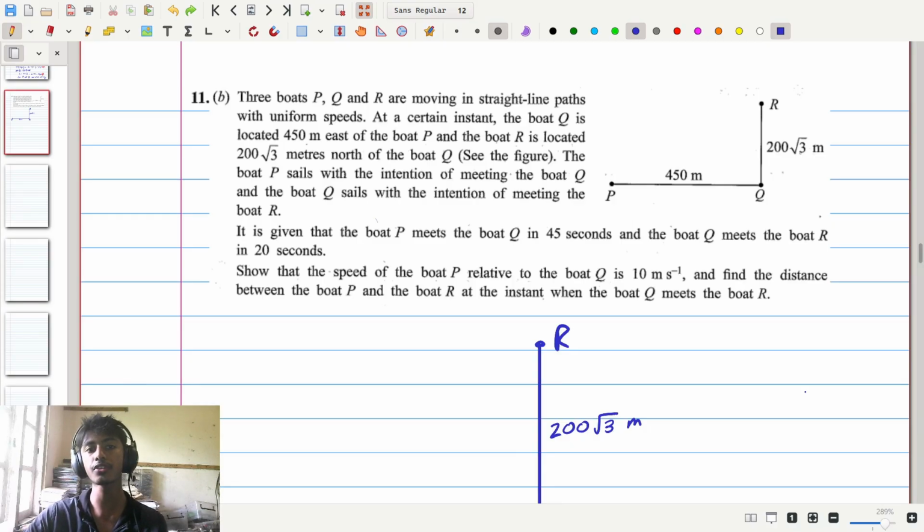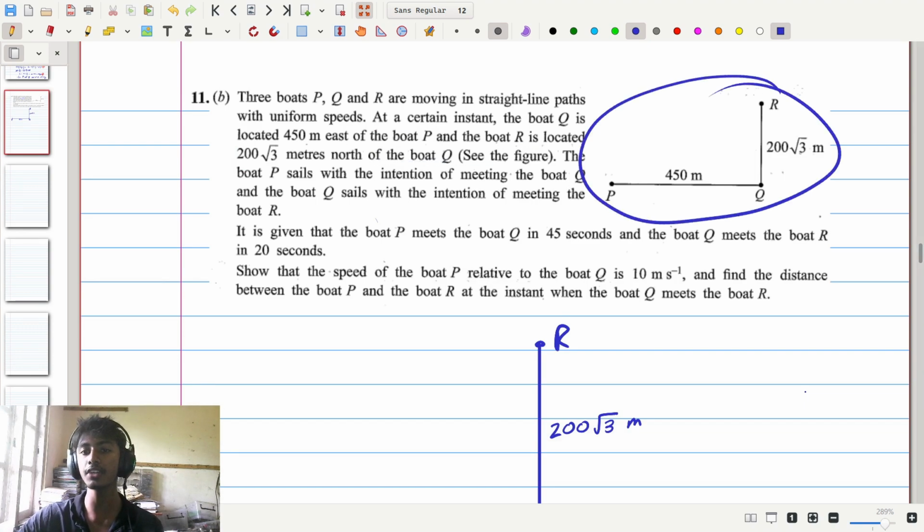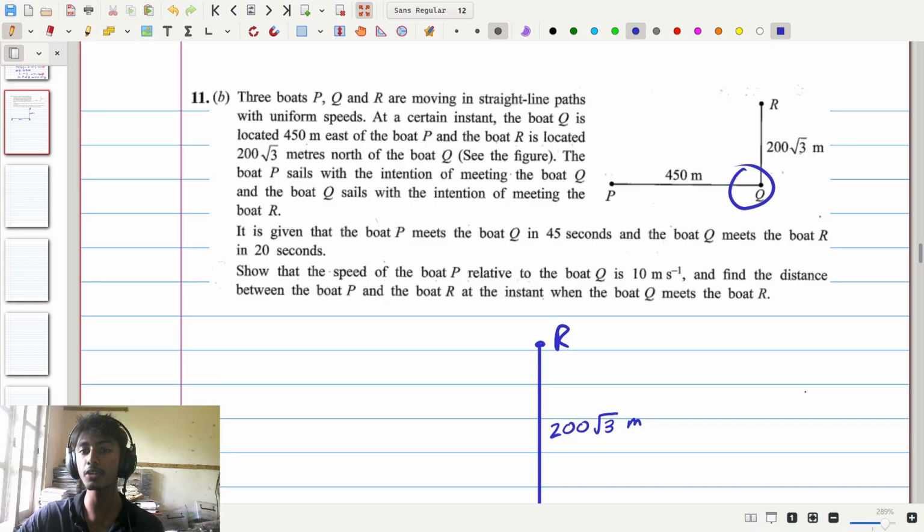The question says, three boats P, Q and R are moving in straight line paths with uniform speeds. At a certain instant, the boat Q is located 450 meters eastward of the boat P, and the boat R is located 200√3 meters north of the boat Q as shown in the figure. Now looking at the figure, we can see to go from boat P to boat Q, you have to go 450 meters in the eastward direction, and to go from boat Q to boat R, you have to go 200√3 meters in the northward direction.